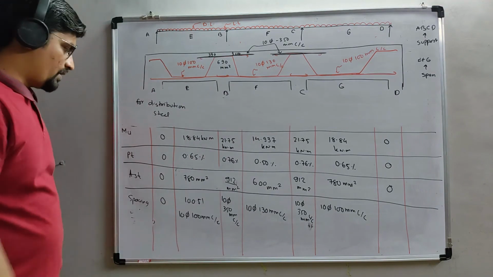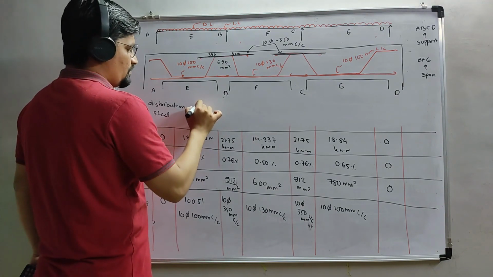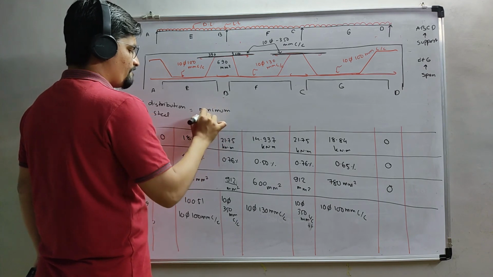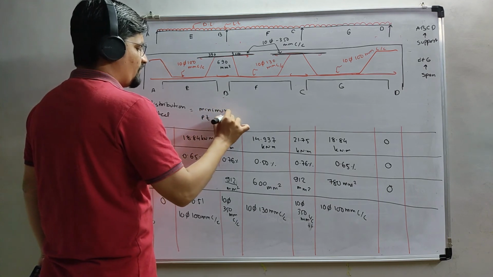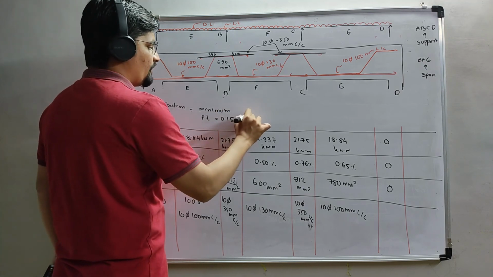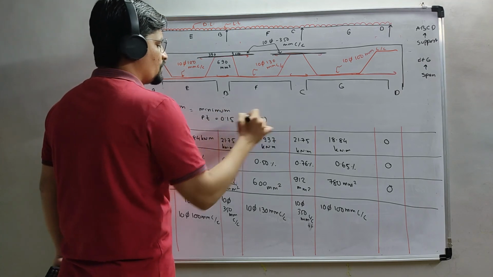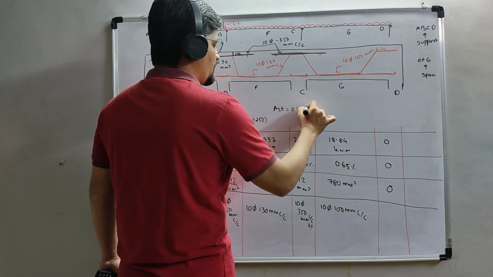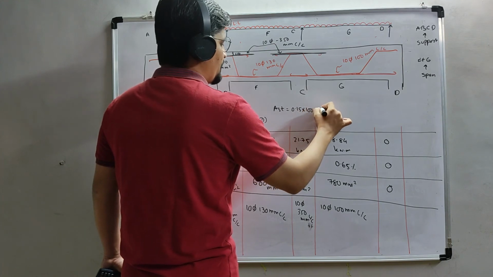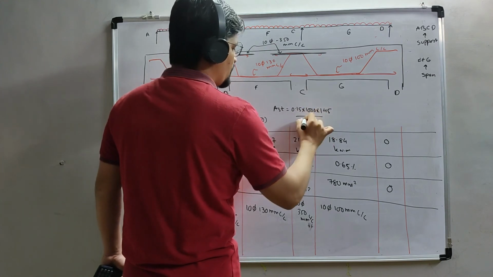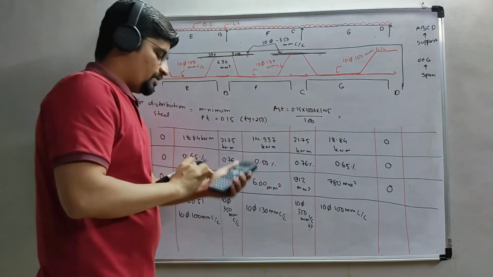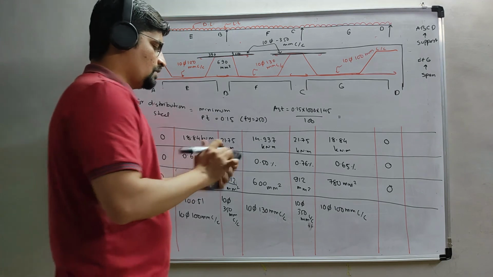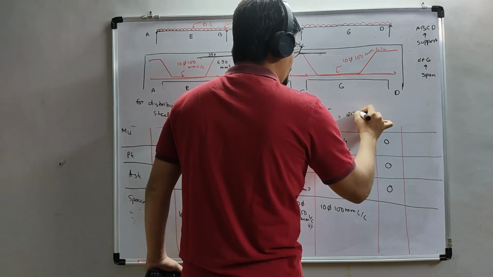Okay, now we will provide the distribution steel, which is the minimum percentage of steel, which is 0.15 because we are taking Fy equal to 250. So AST is equal to 0.15 into B into 1000 into capital D, means 145, divided by 100. So the value will be 217.5.